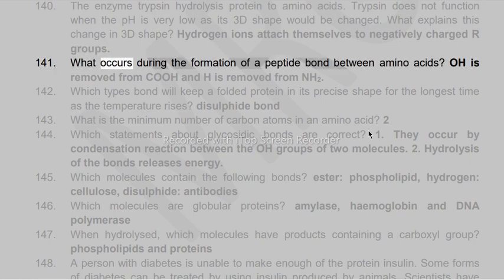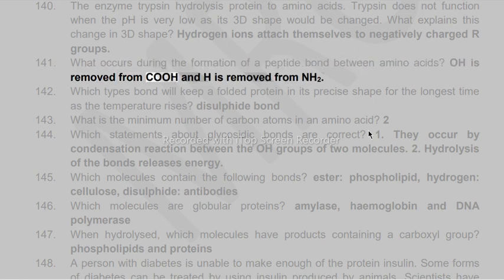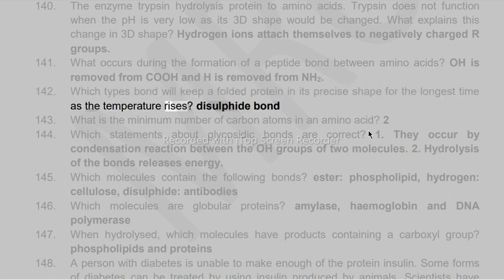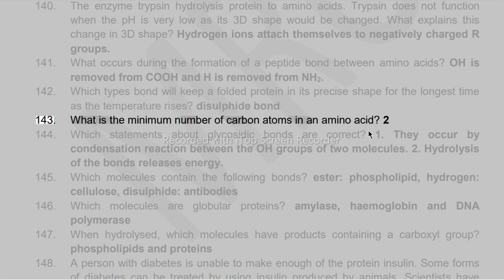141. What occurs during the formation of a peptide bond between amino acids? OH is removed from COOH and H is removed from NH2. 142. Which type of bond will keep a folded protein in its precise shape for the longest time as the temperature rises? Disulfide bond. 143. What is the minimum number of carbon atoms in an amino acid?